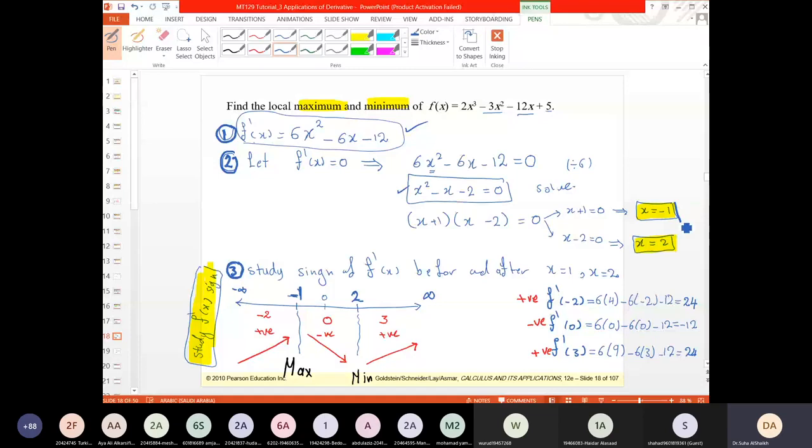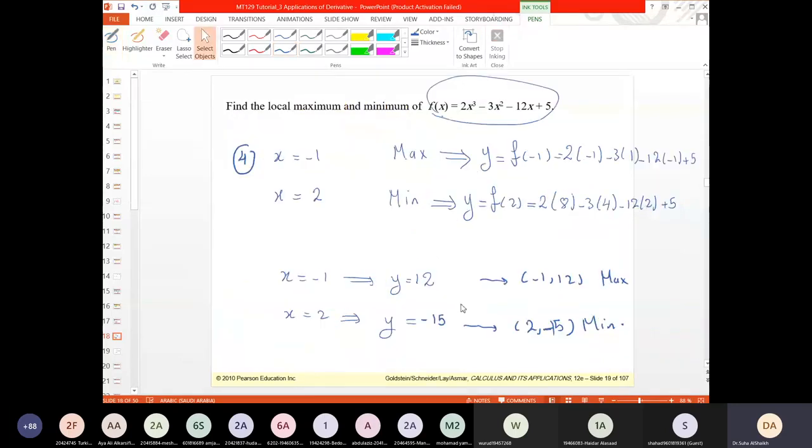I will get from step 2, from step 2, I'm gonna get 1 point, 2 points, 3 points, depends. I'm gonna study the increasing and decreasing before and after this point. Then I will decide if I have a minimum or maximum. And in number 4, I have to go find the y part of my point.